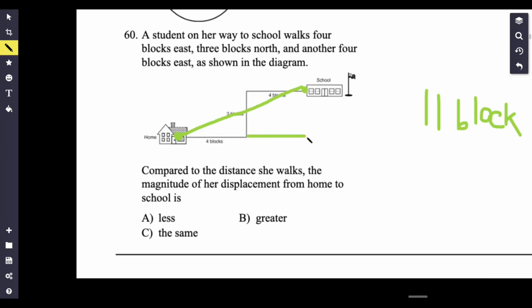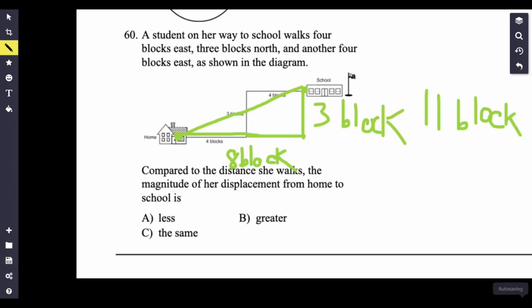Well, it's composed of this 8 block. And actually, I can solve for the displacement. So what I can do is set up a triangle, right? Where this side right over here is going to be the shortest path, my net distance. This side of my triangle is 8 blocks in total, right? Because 4 plus 4 is 8. And this side right over here is 3 blocks. So I can just Pythagorean theorem this out. I get a squared plus b squared equals c squared. So 64 plus 9 is 73, and then the square root of 73 is about 8.5. So you can see that my displacement is going to be less than the distance.